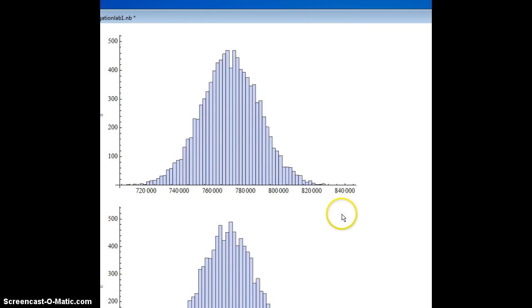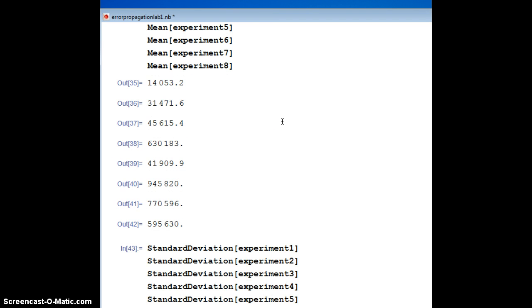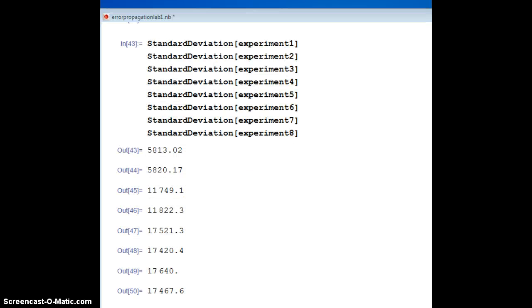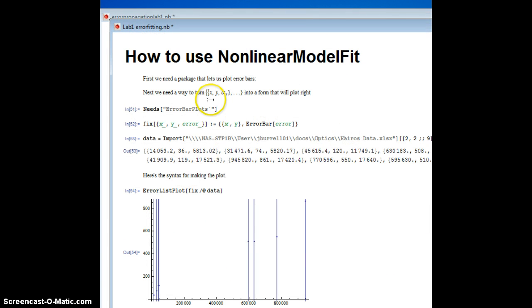So nice histograms, and that leads us then to our means. And these means aren't very meaningful in and of themselves because they're set up so that our slope is directly that delta n value, and then our standard deviations. So what I did is I put those all back into another Excel chart on page 2. There we go. We have length times pi divided by lambda, so that's our x variable, and then our y is our rotation, and then our error. Then I put that all into Mathematica, and went through that.